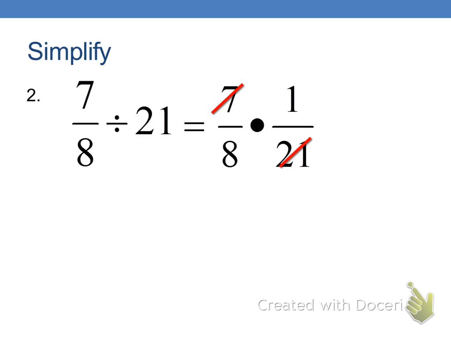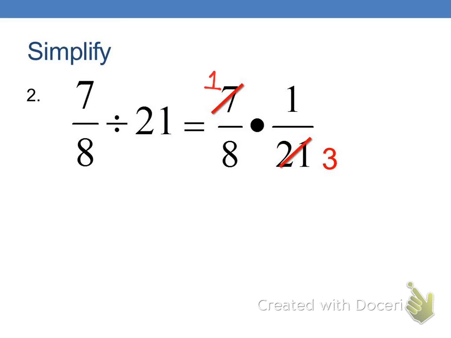And divide them both by 7. 7 divided by 7 is 1. This is where I snuck that 1 in on the last one. And then 21 divided by 7 is 3. Now we just multiply, just like on the last one.